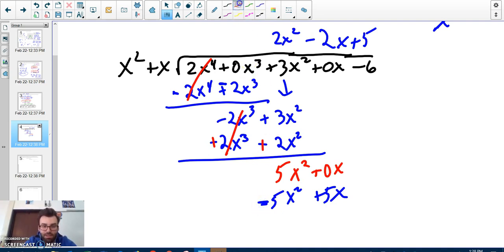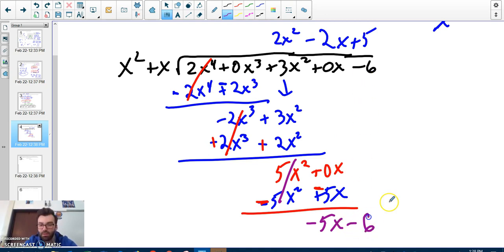It's red. Change my signs. These cancel out. I'm left over with a negative 5x. The minus 6 comes all the way down. I cannot multiply anything to x squared to get negative 5x. So this is my remainder. Did I change my... Hold on a second.